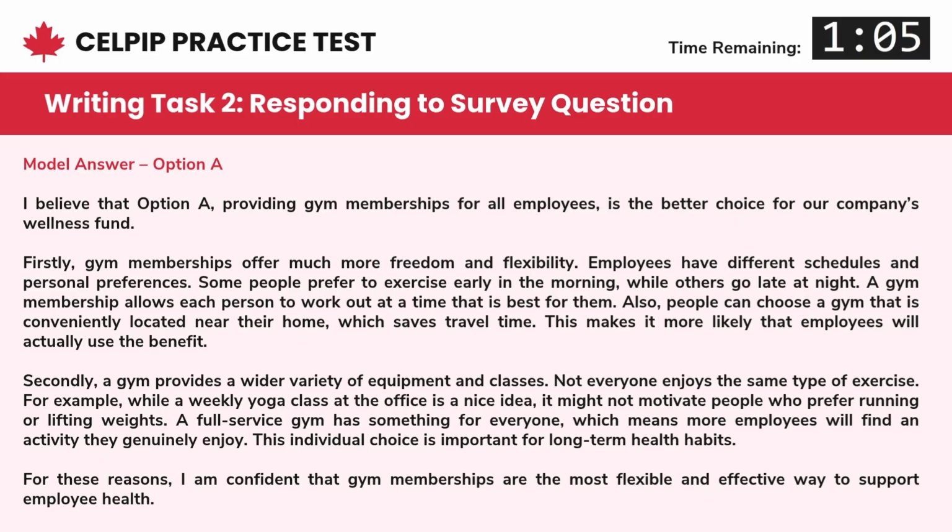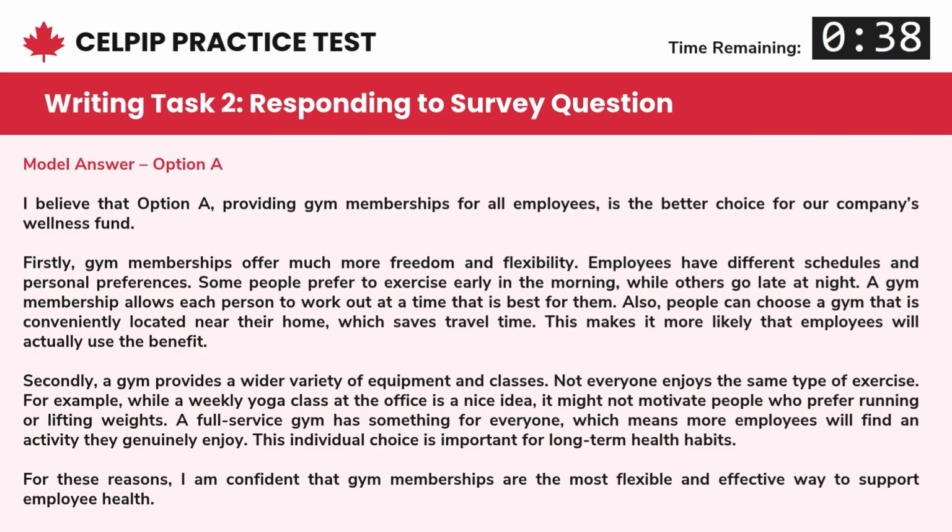For its first point, it explains that gym memberships are better because employees can choose a gym that is conveniently located. This logical support is key to a high score. The organization is excellent. The response has a clear introduction, two body paragraphs that explain the main ideas, and a short conclusion that summarizes the choice. The tone is professional and persuasive, which is perfect for a workplace survey.